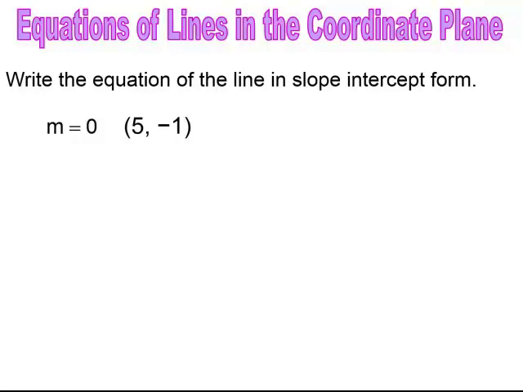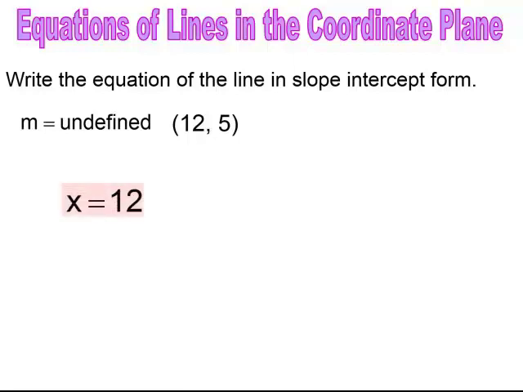So remember, when the slope is 0, it's going to be y equals whatever the y value is, and in this case my y value is negative 1. So the equation of the line for when the slope is 0 is y equals -1. Pause and try.